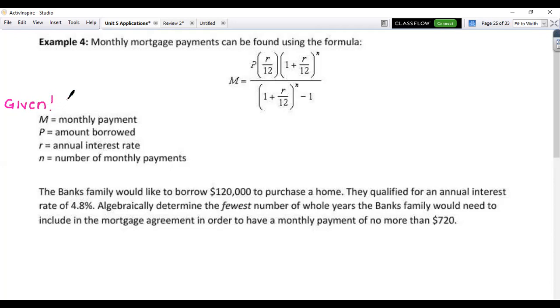So the capital M stands for your monthly payments. You pay a mortgage every single month. P is the amount that you're going to borrow from the bank. R is your annual interest rate, and n is your number of monthly payments. So to begin, the family would like to borrow $120,000 to purchase a home. So what letter is that? Yep, very good. I'm going to write it just right next to it.